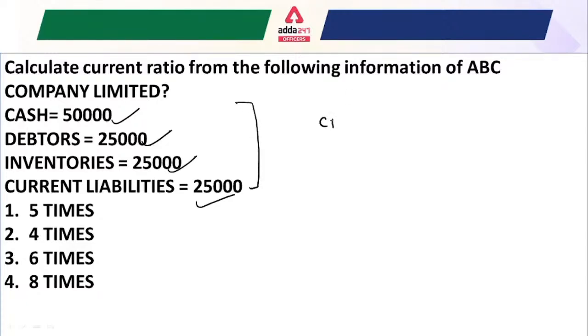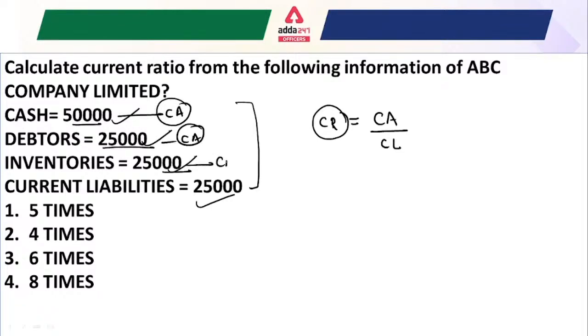The formula for the current ratio is equal to the current assets divided by the current liabilities. What are the current assets given here? Cash is our current asset, debtors is our current asset, inventories is also our current asset. And the current liabilities given here is 25,000, so that would be our current liability, right?